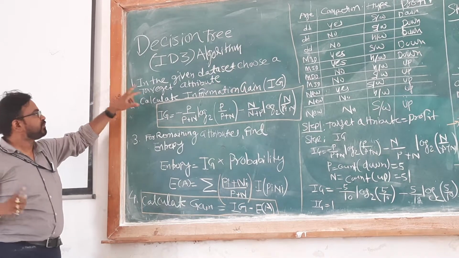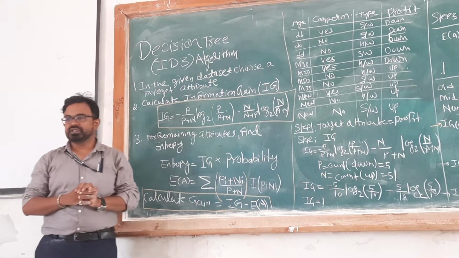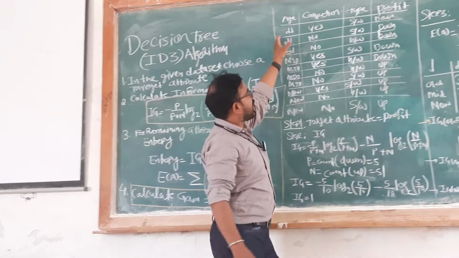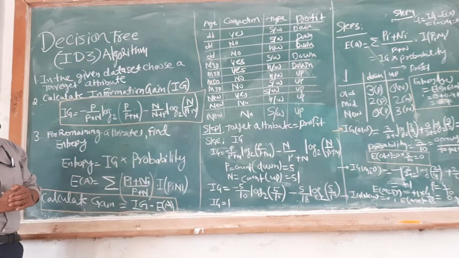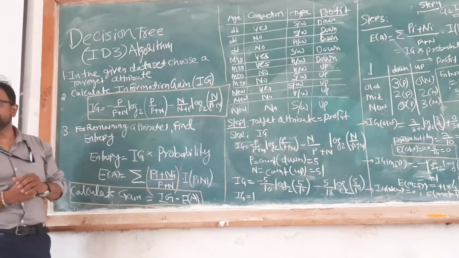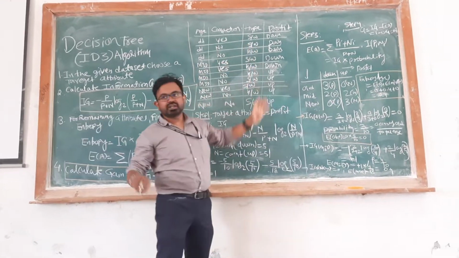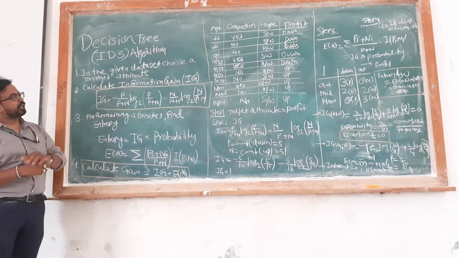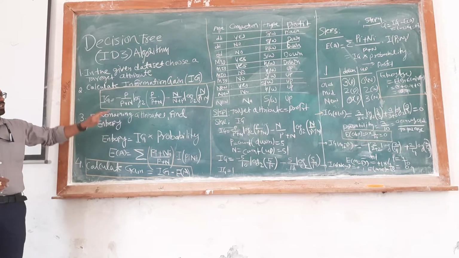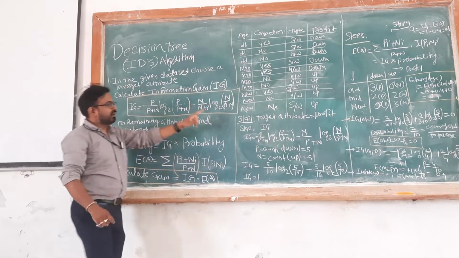First step is, in the given data set, choose the target attribute. So here you can see that I have taken the data sets, and in these data sets we have taken the example of some profits. From these data sets you have to select which one is your target attribute. For that, let us go to explain the first step with this example.